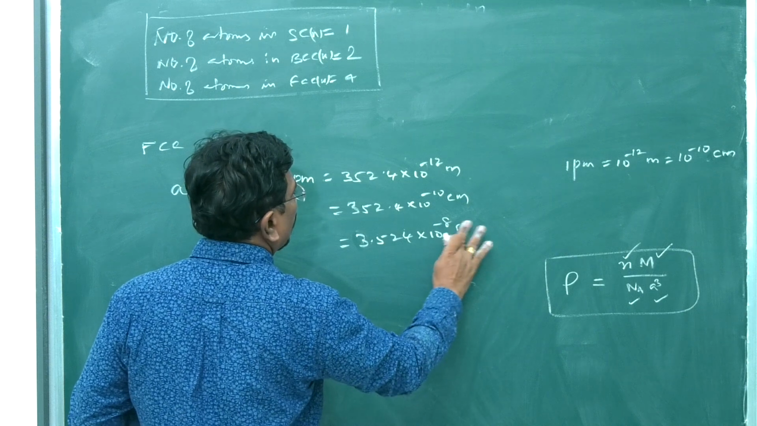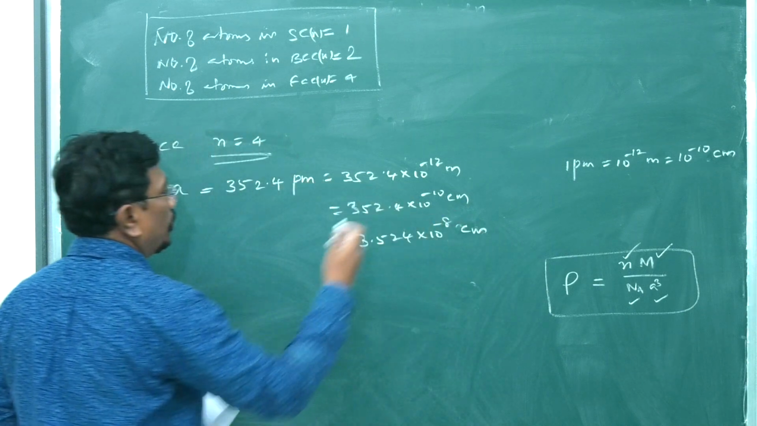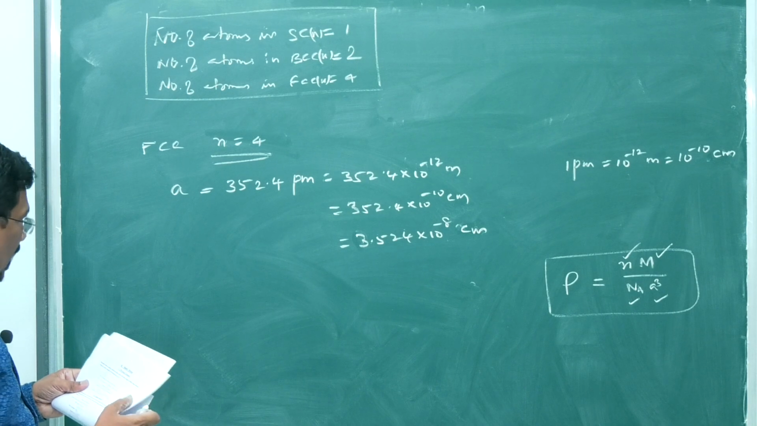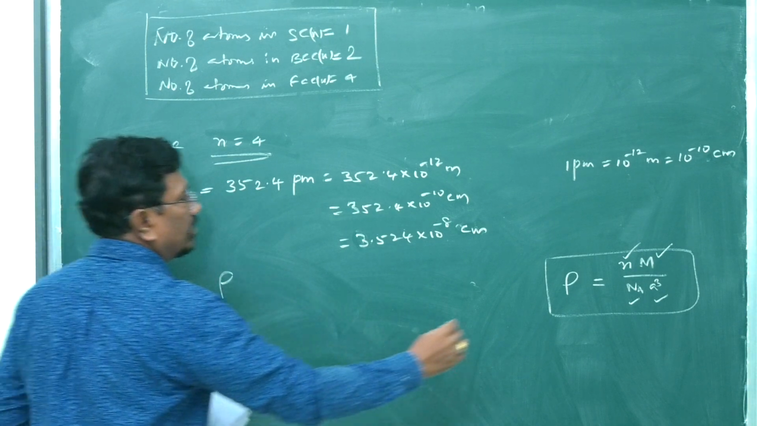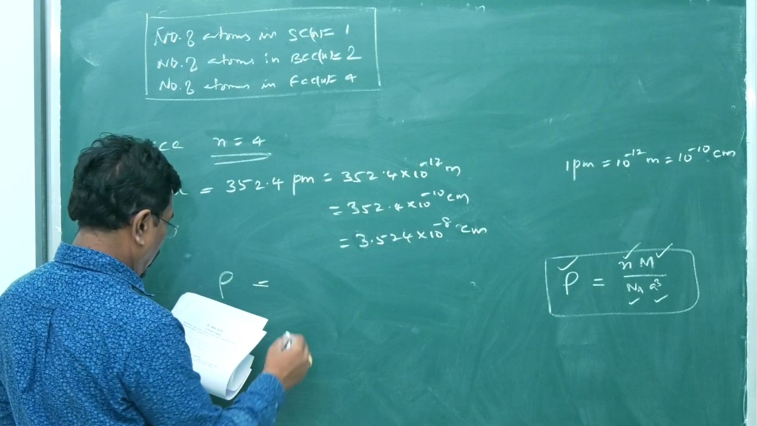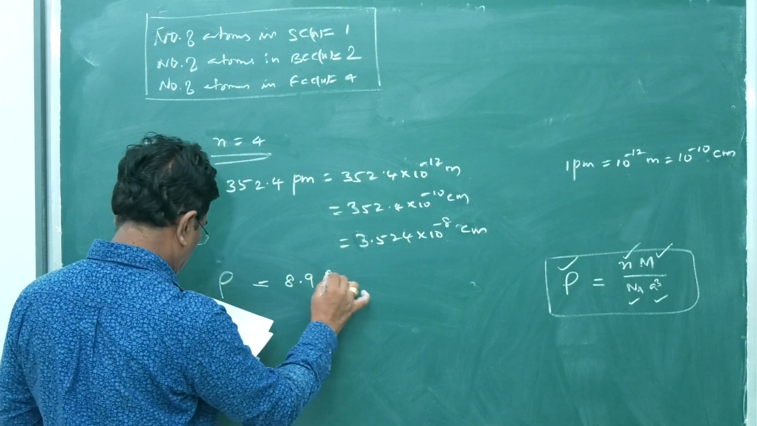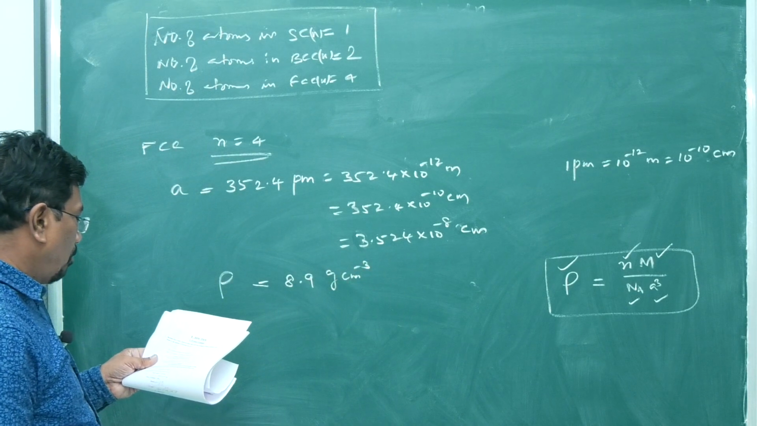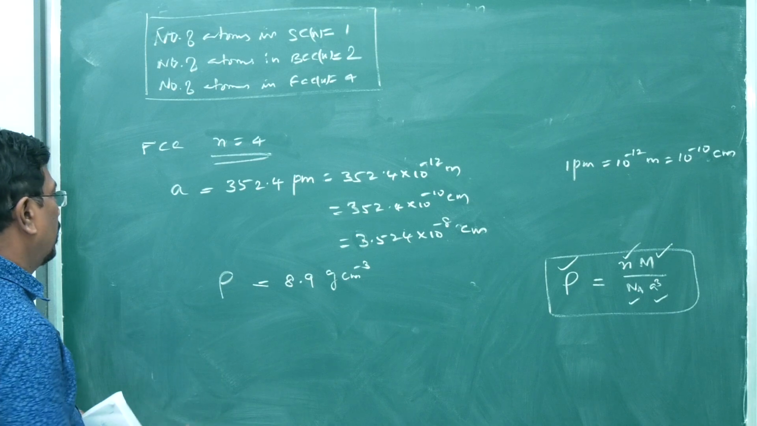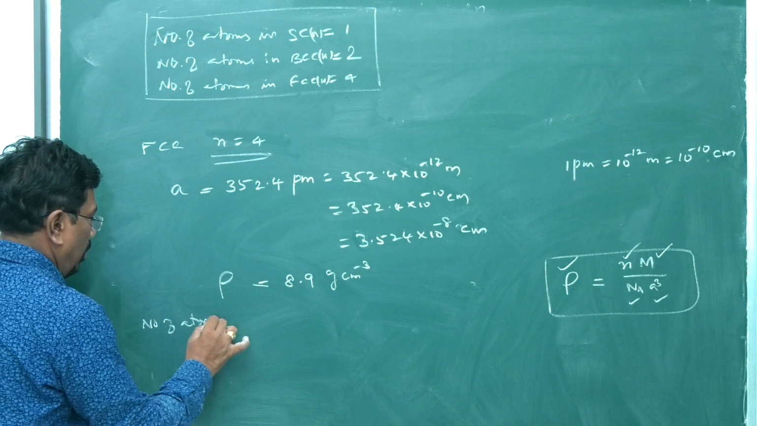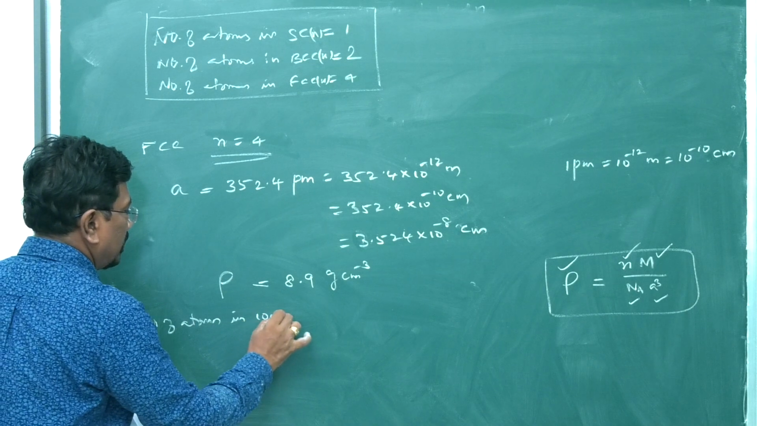Just to know, I have given these many conversions; directly you can do that. All right. Then density is given. Here density is given, which is equal to 8.9 gram per centimeter cube. How many atoms are present in 100 gram of the element? Number of atoms in 100 gram is asked.